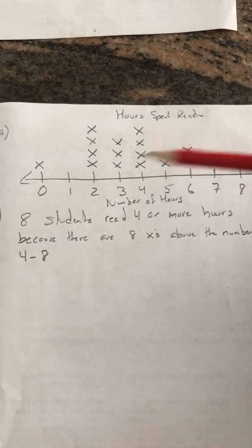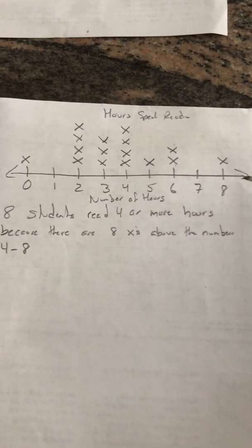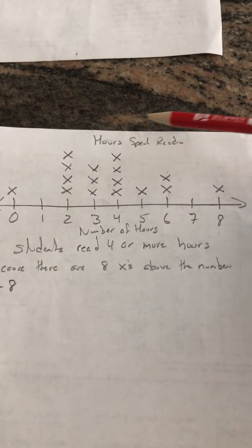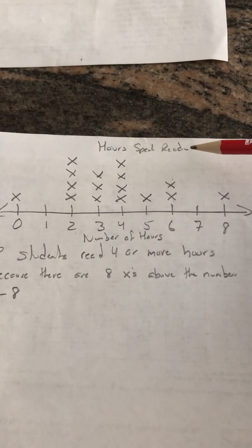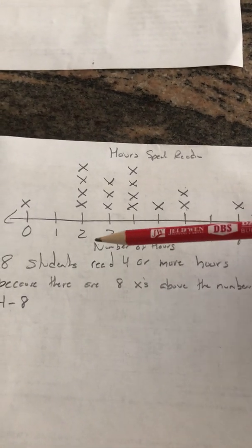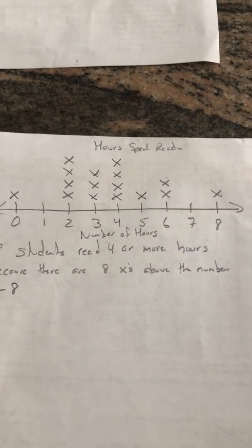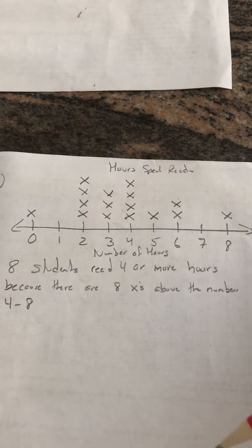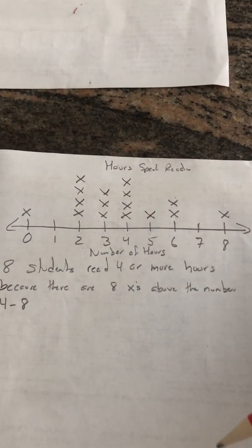So, in this line plot, first we're going to copy down the number line before we create our line plot, and we want to label it. So, I just made a title here that said hours spent reading, and then the bottom here is the number of hours they have read. Now, the X's are actually the students that answered for the hours that they spent reading over the weekend.